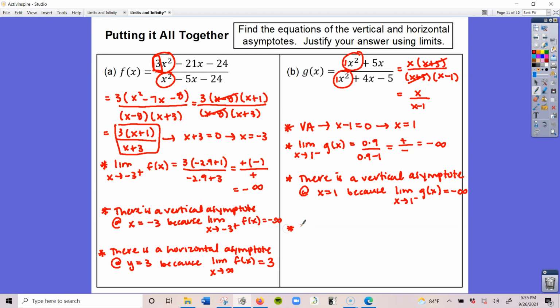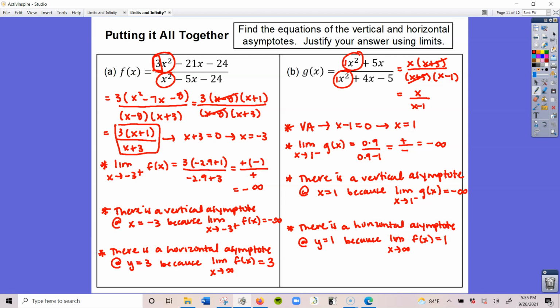So that means there is a horizontal asymptote at y equal to 1 because, and now we state our limit. I always just use the limit from the right. The limit as x approaches infinity of f of x is going to equal that value, which is 1.